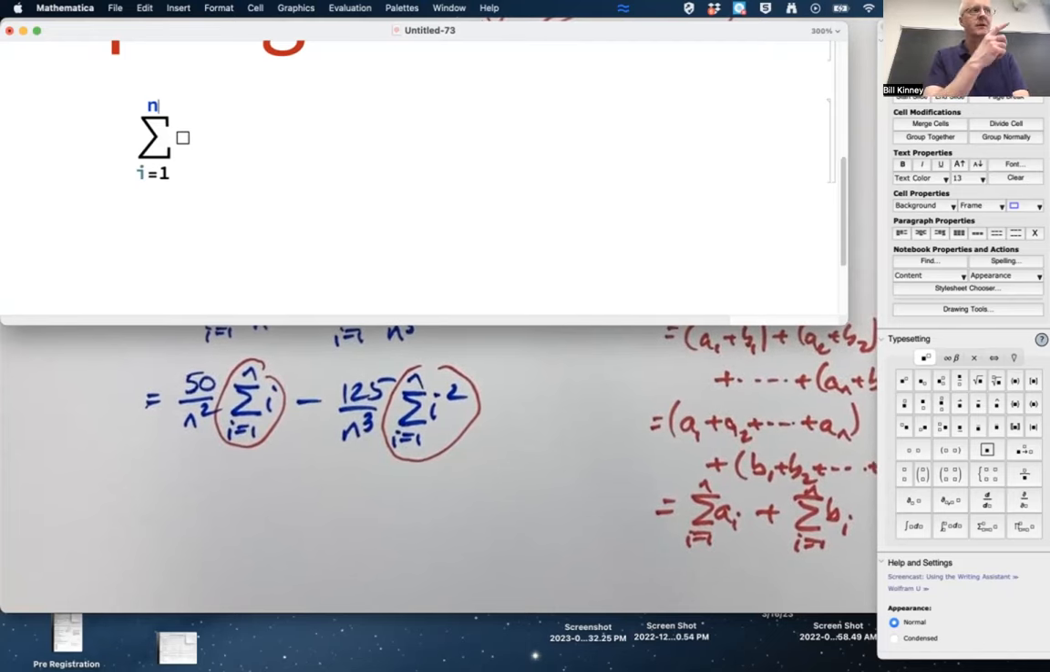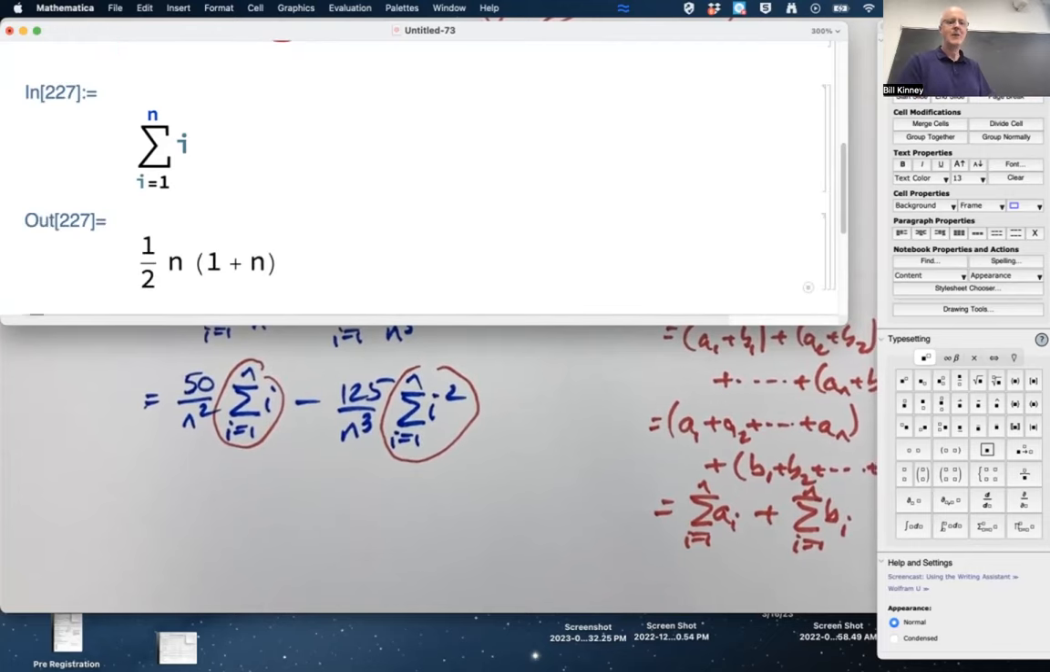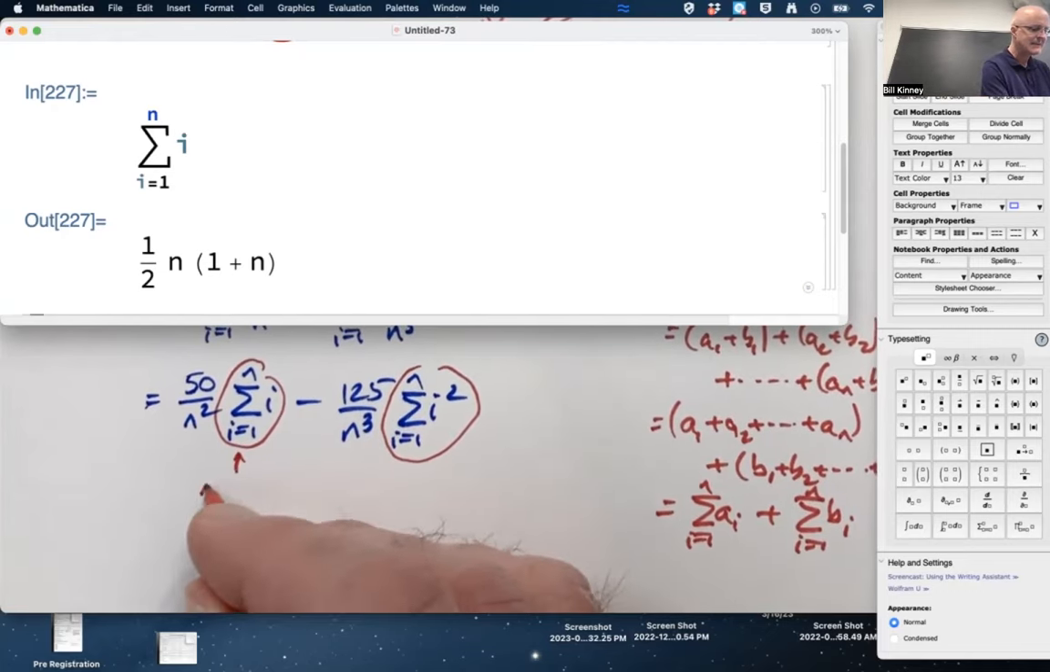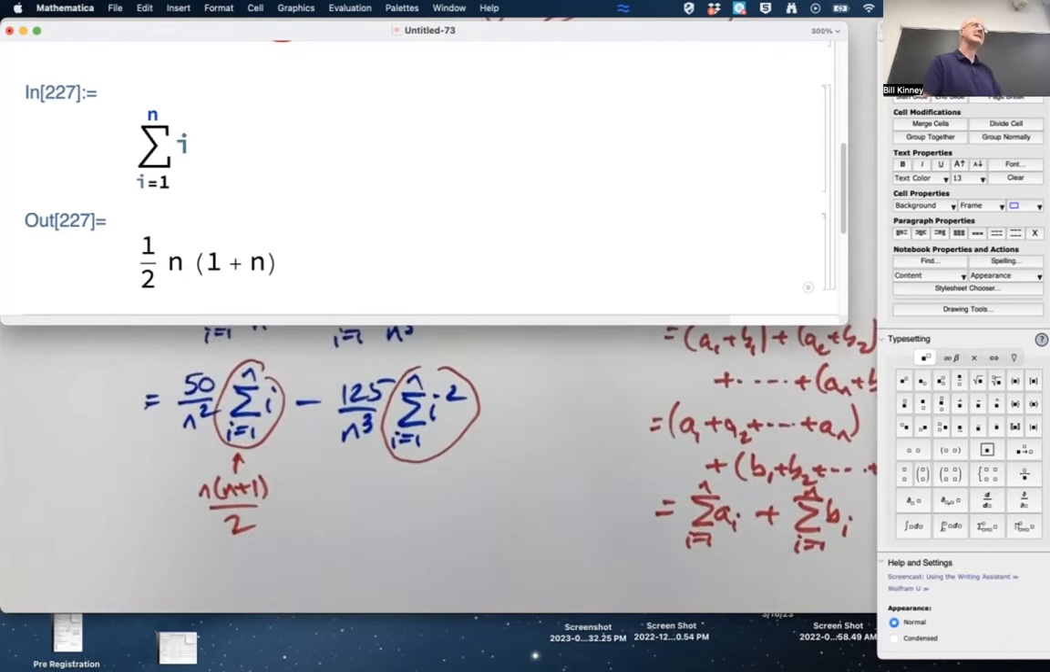What goes here is just an i. Mathematica says the answer is 1/2 times n plus 1. More typically, I write that as n times n plus 1 over 2. Is it right? Yeah, it is right. And it's something actually worth knowing.